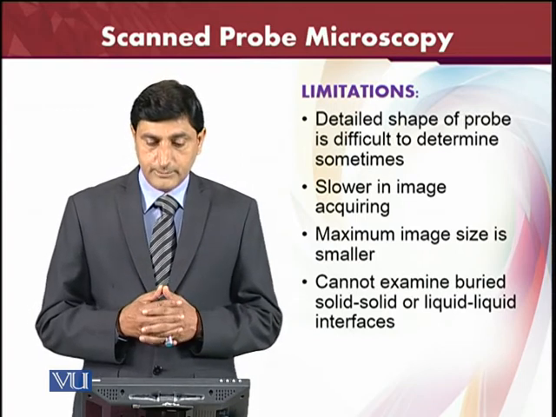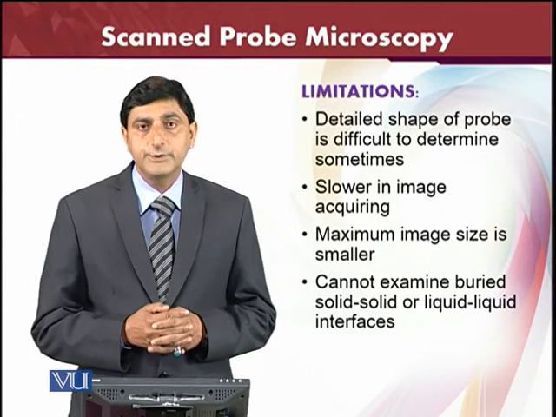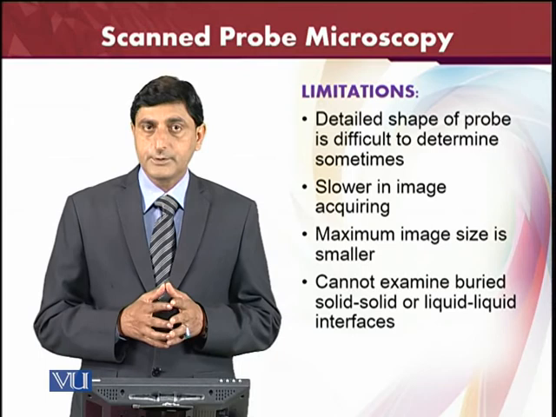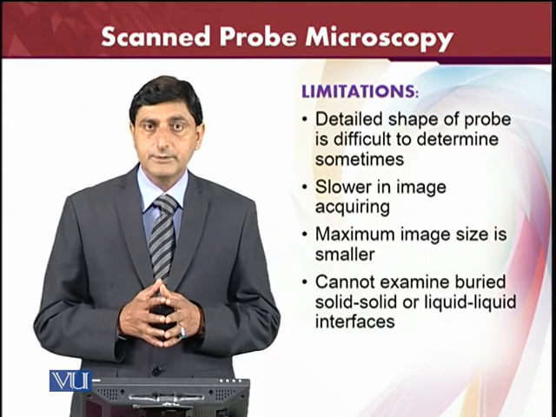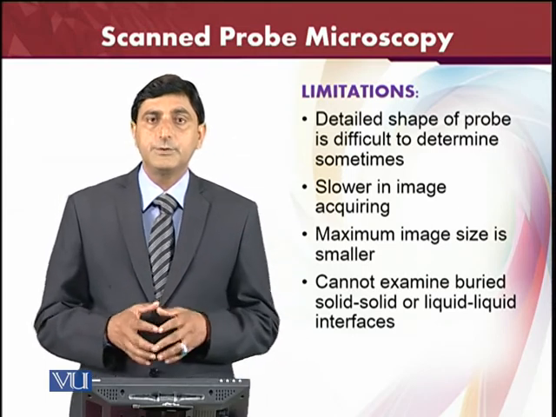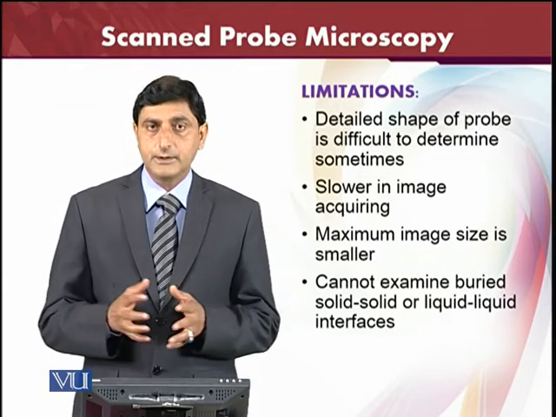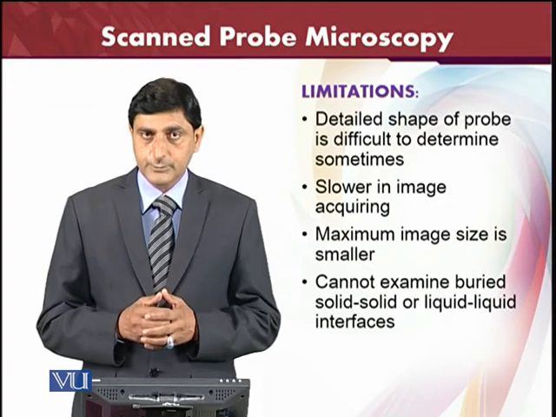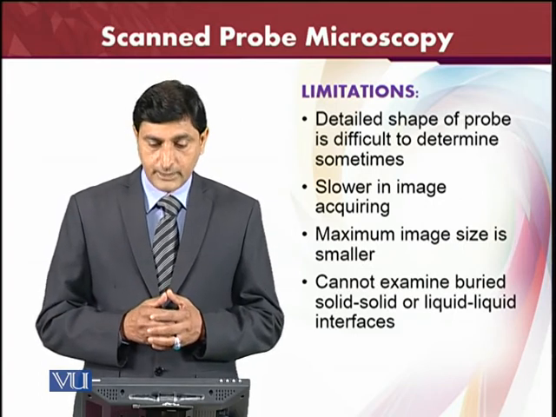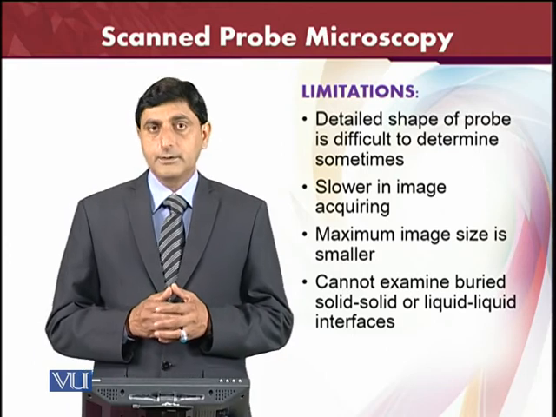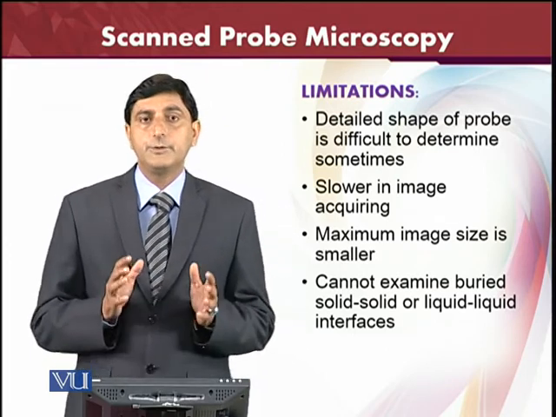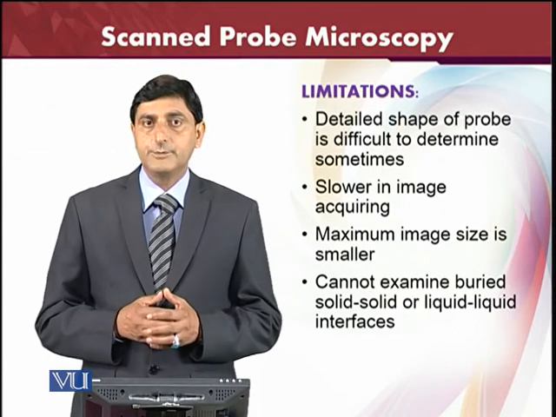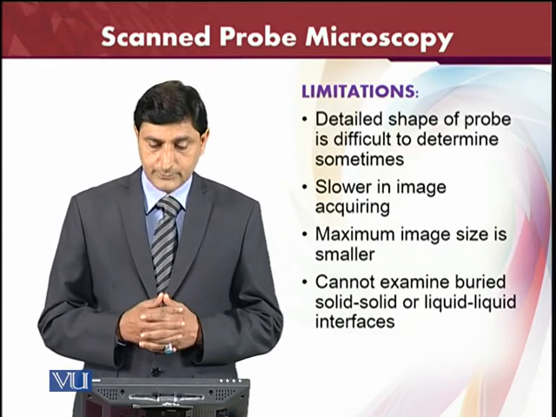Slower image acquisition is also one more limitation. Since we are using a probe to interact with the surface, it is very difficult to see the object or the image quickly, as we were able to in electron microscopy. This microscope is a little bit slower compared to the other microscopes. Maximum image size is smaller. The maximum image size which we are able to observe at the end of the day will be smaller compared to the other microscopes.